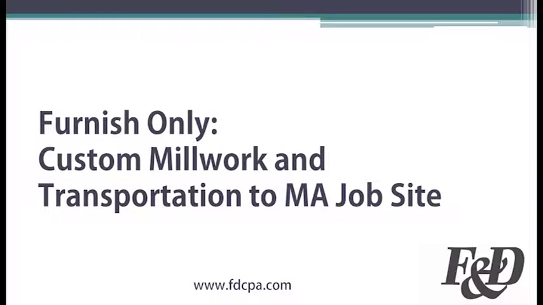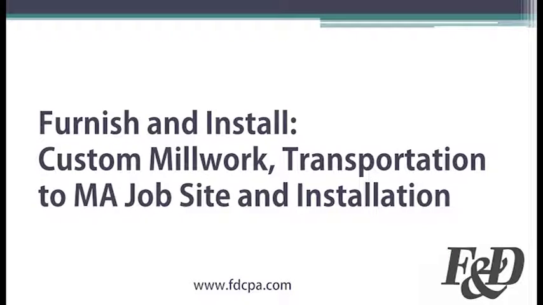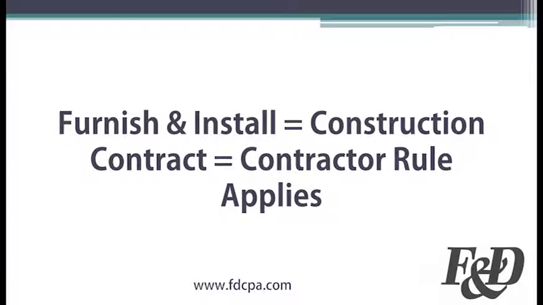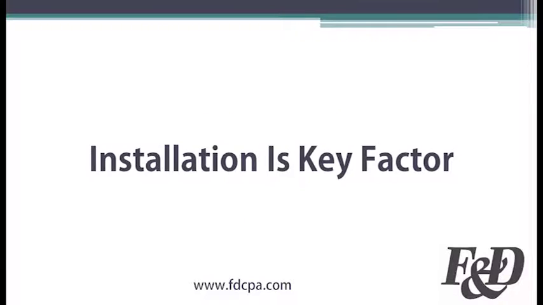No further installation provided. The furnish and install contracts were basically the same, except that they did do the installation themselves or through a subcontractor. Based on the two different types of contracts, you had two different sales tax requirements. With the furnish-only contracts, because they did not affix the tangible personal property to real property, they were selling tangible personal property to a customer, and therefore they were required to charge sales tax. On the furnish and install jobs where they were doing the installation, they were considered contractors.